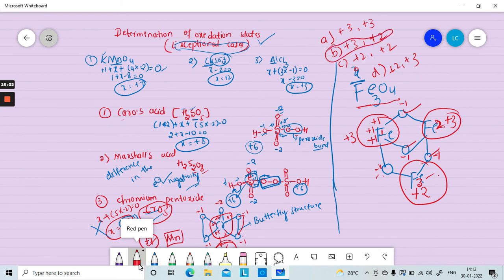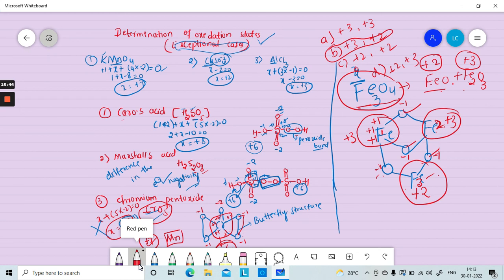In the examination, in a competitive examination, you will get a question like this. Calculate the oxidation state of iron in Fe3O4. There will be four options. Option A: +3, +3, +3, +2, respectively. They may ask about the second Fe and third Fe, right? So +2, +2, and D: +2, +3. So what is our right answer? That is option B. +3 and +2 are the oxidation states of this iron.